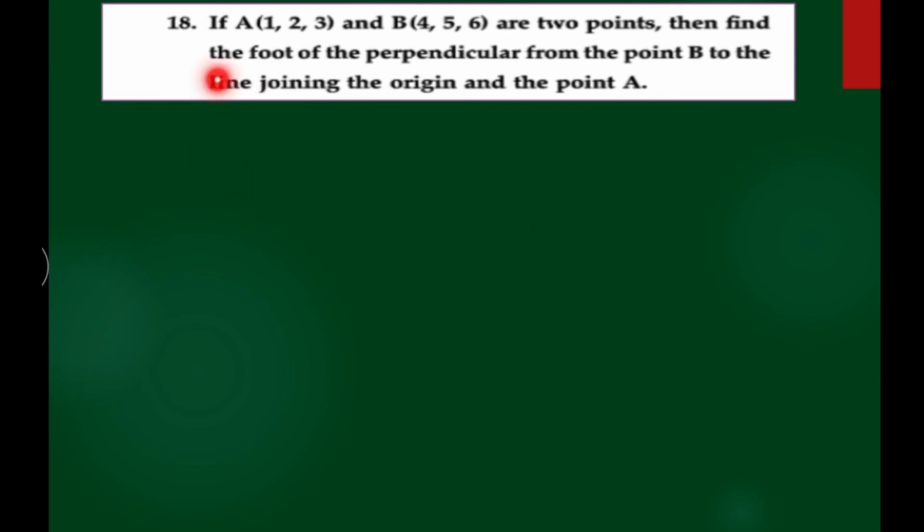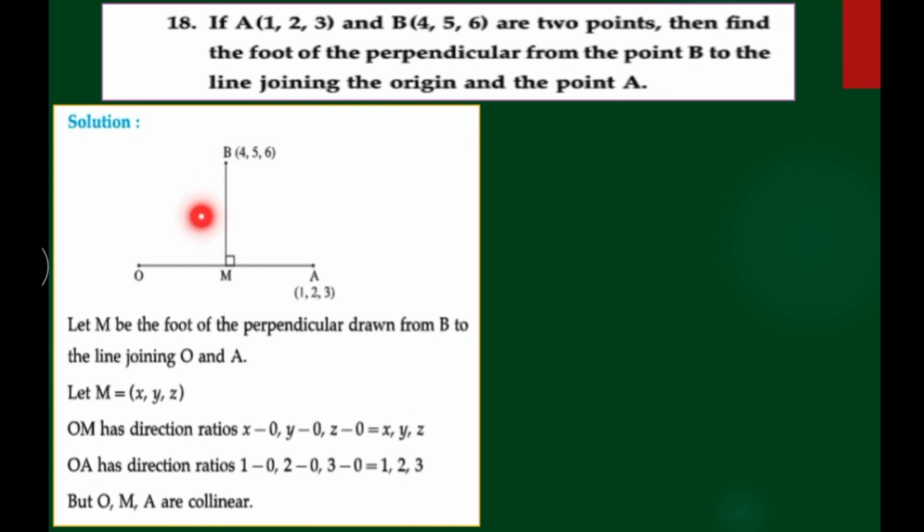Now see next question number 18. If A of (1, 2, 3) and B of (4, 5, 6) are 2 points, then find the foot of the perpendicular from the point B to the line joining the origin and the point A. So first we draw a diagram.